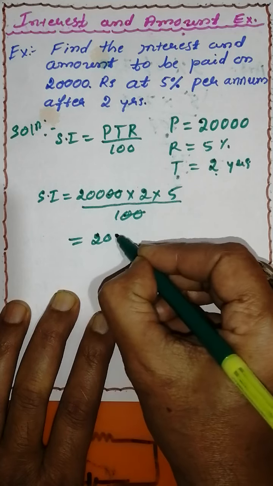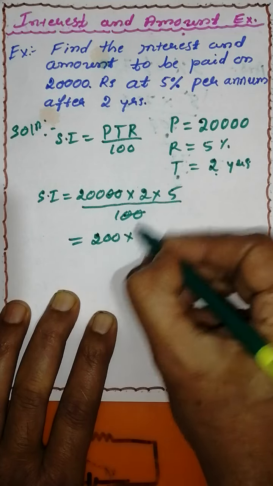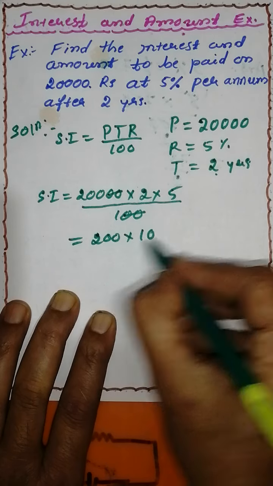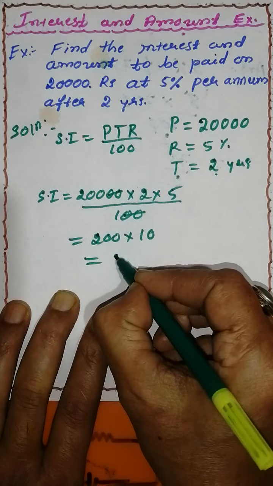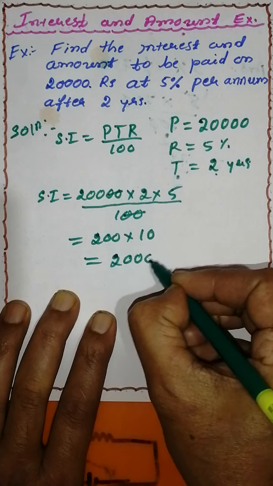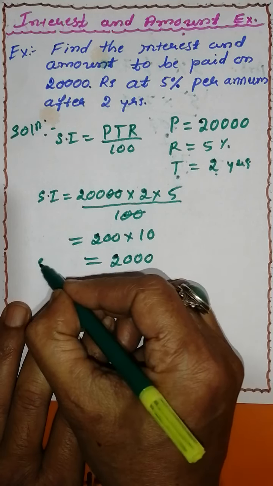Here 200 into 2 5 is 10. 10 into 200 is 2000. This is interest.